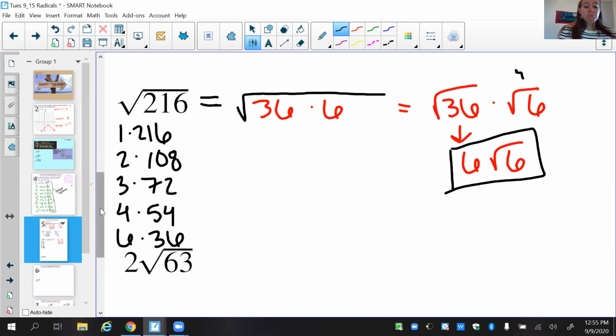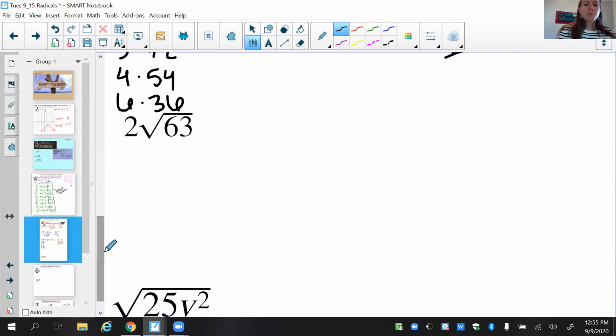All right. Let's keep going. This one looks weird because there's a number in front. There's that 2. But I'm going to do it in the same way. I'm going to think, okay, how else can I write 63? I could do 1 times 63. I could do 3 times 21.